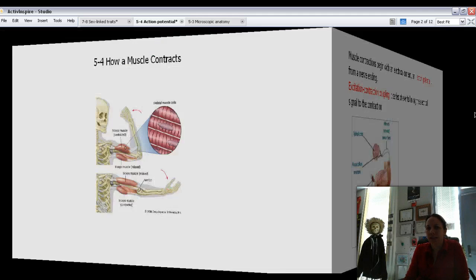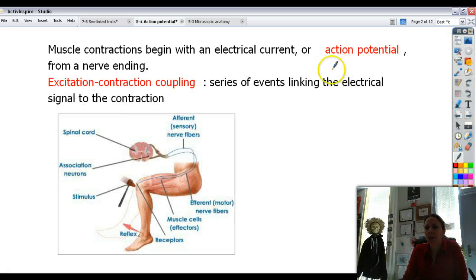All right, so this is, like I said, kind of review. We talked about this stuff yesterday, so it should just be kind of review for you. We said that muscle contraction begins with a current. We talked about electricity being able to be passed through, just like electricity would go into a plug and go into your phone when you're charging it. So that flow of electricity we refer to as an action potential. The action potential is just fancy vocab for flow of electricity.